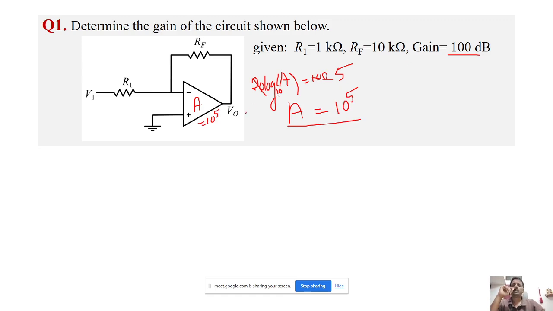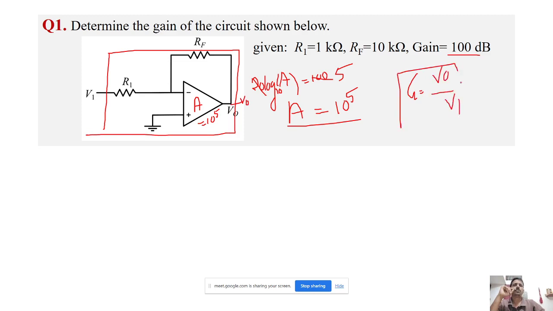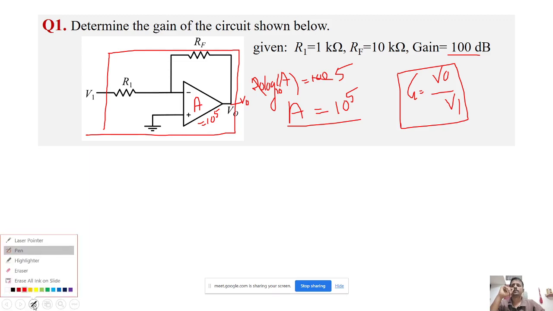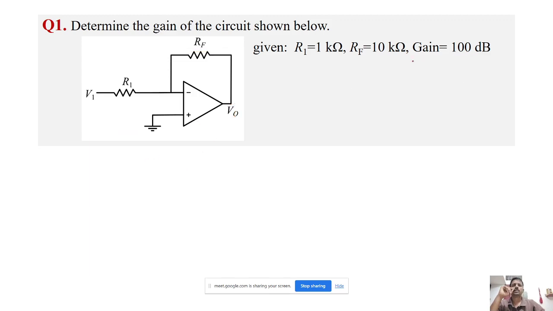Okay, so that's what we have understood from this gain. Now we'll see what is the net gain, the total gain of the circuit. This is the entire circuit, and this is the output V0. So what is the gain? G equal to V0 by V1. This is what we have to determine. What we have got here is A equal to 10 power 5.